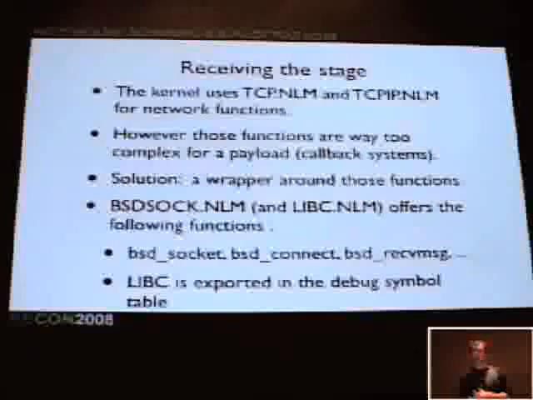And a better solution is actually to find wrappers around those functions. Those wrappers are in BSD sock, which is the BSD equivalent of socket, receive, and send. The problem is those functions are not exported inside the debug hash symbol, but there is another wrapper in libc around the BSD functions, which are themselves wrappers around the kernel functions, and we can use the libc reference in the debug symbol hash symbols.